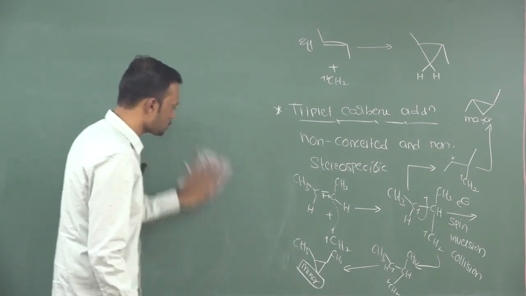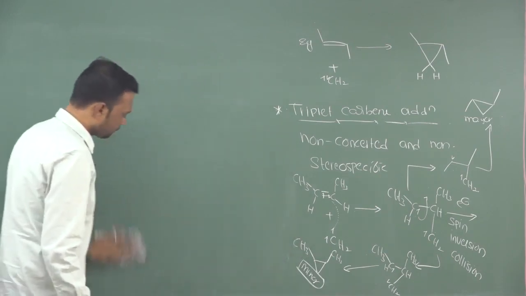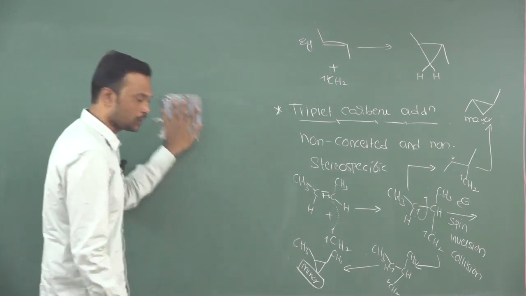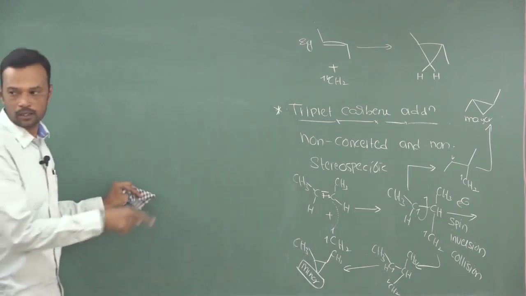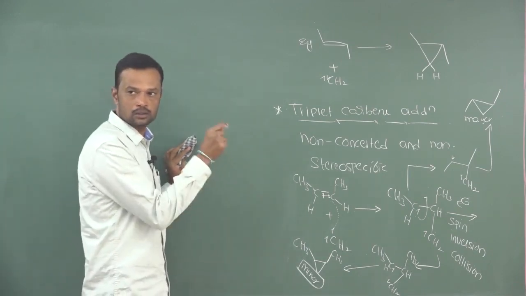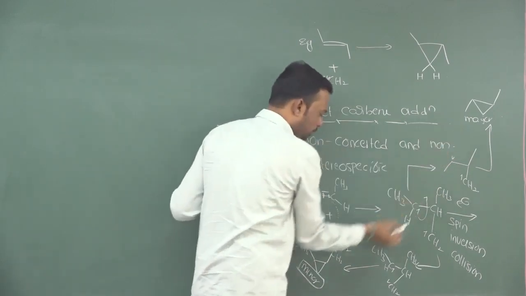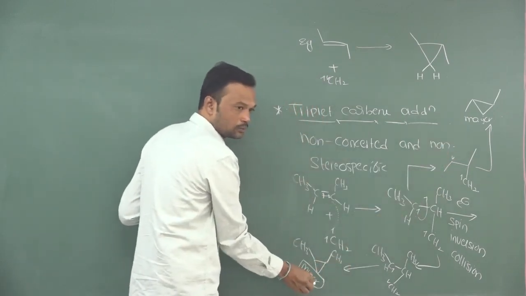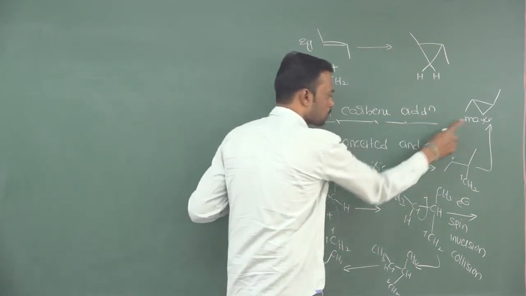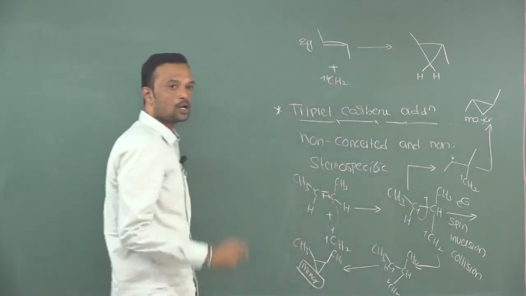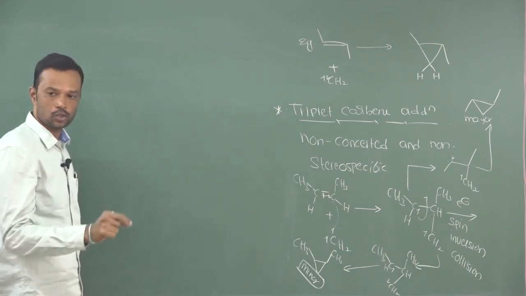So which carbene addition is stereospecific? Singlet carbene addition is stereospecific. Triplet carbene addition is stereoselective. I am saying major and minor, or not. Major means selective, minor means non-selective. I am selecting or not. Out of two, which will you select? Major. I am selecting this one. So we can say it is non-stereospecific, otherwise stereoselective.